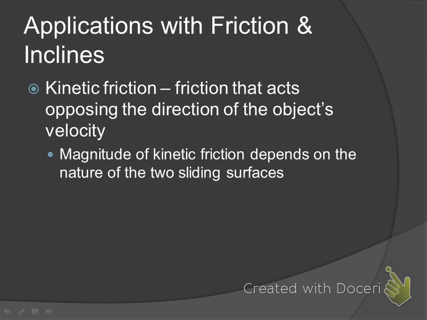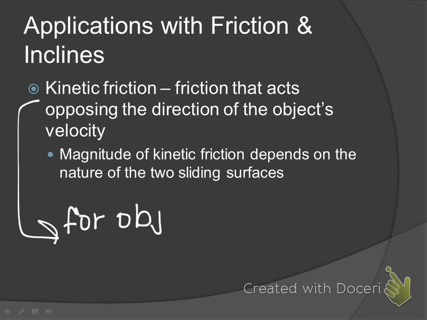Okay? So we're looking at an object once it's already started to slide. Okay? And that's what we're really looking at here is sliding things, not rolling things. We're looking at things that are sliding. And this kinetic friction is once they are already in motion. So you might want to make an extra note for kinetic friction. This is for objects already in motion.